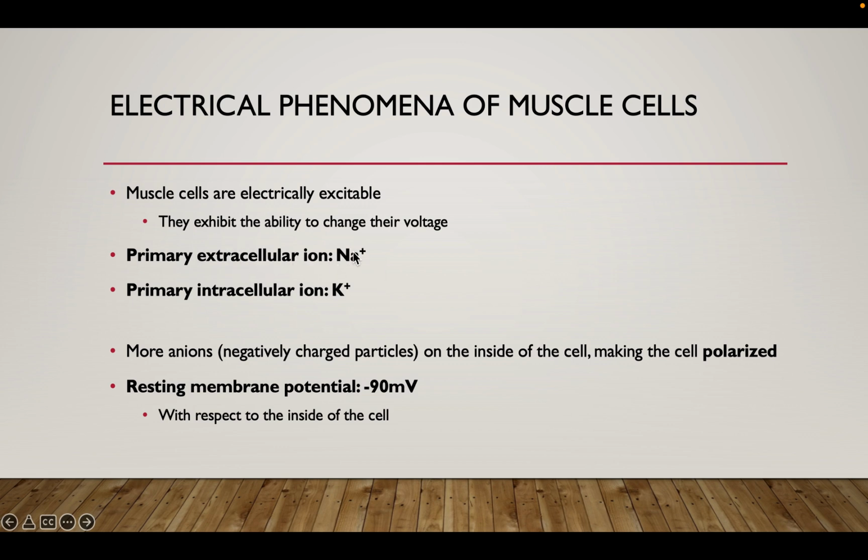Okay, now they're found on both sides. They're found both inside and outside the cell, but in a greater concentration either on the inside or the outside. Now, we have a net negative charge inside our cell relative to the outside. What this means is we have more anions, or negatively charged particles, on the inside of the cell, and this makes us polarized. Polarized means that two things are opposite, like a north and a south pole. Our cells have a polarity, meaning a difference in charge between the inside and the outside, and for these cells it's roughly negative 90 millivolts.